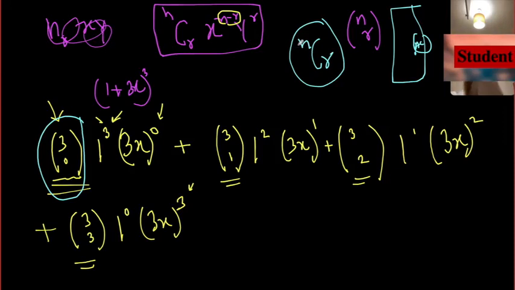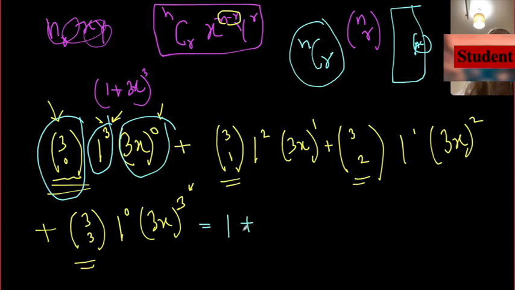I don't have the calculator right now here. Is it 1 or 3? I think 3C0 is just 1. Okay, and this is also 1. And 3x to the power 0 is also 1. So the first term is 1, plus.